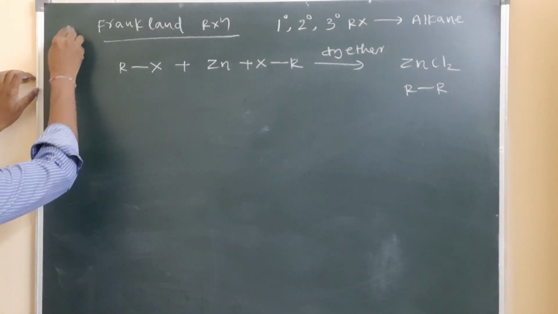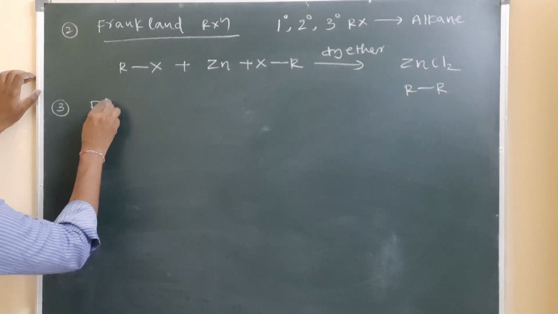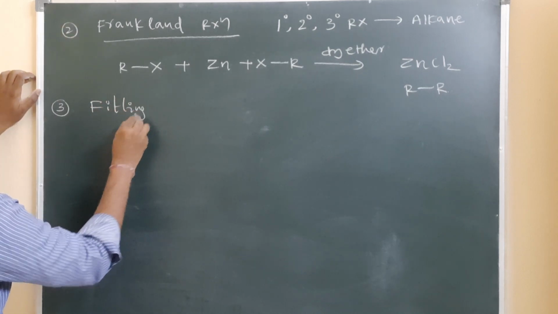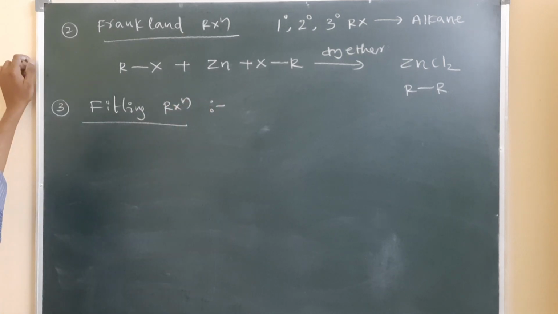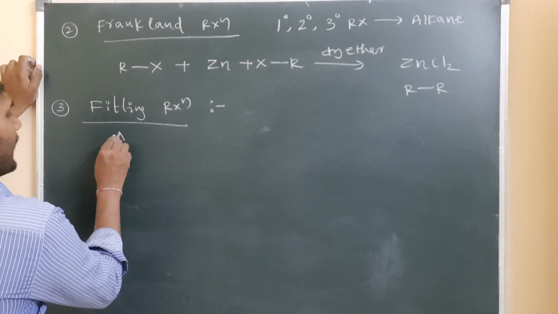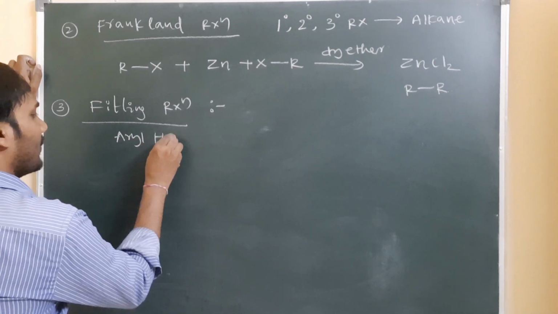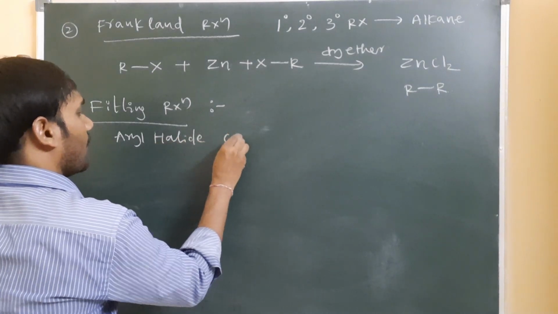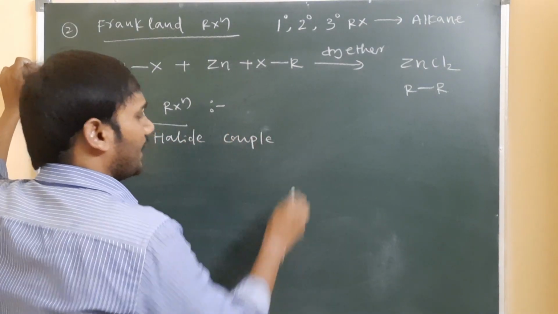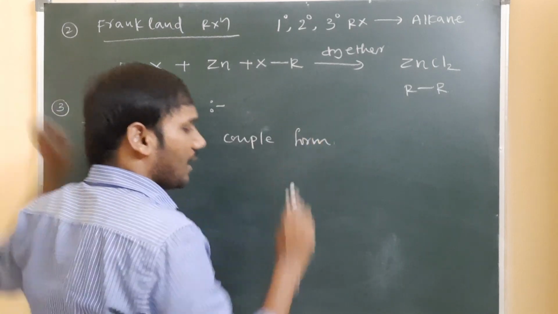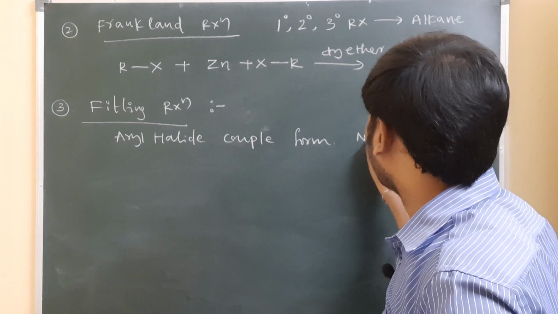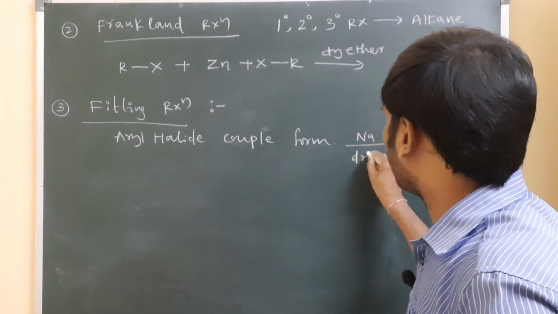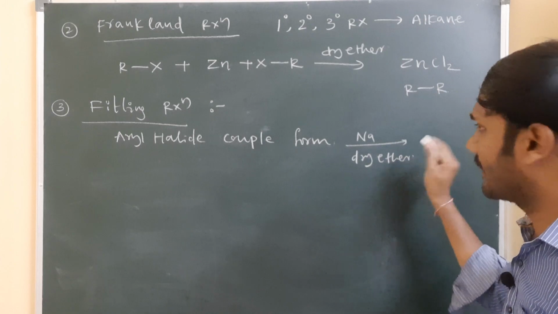And the third one is the Fittig reaction. In the Fittig reaction, aryl halides couple. Aryl halide coupling takes place in the presence of sodium metal and, at the same time, in the presence of dry ether.